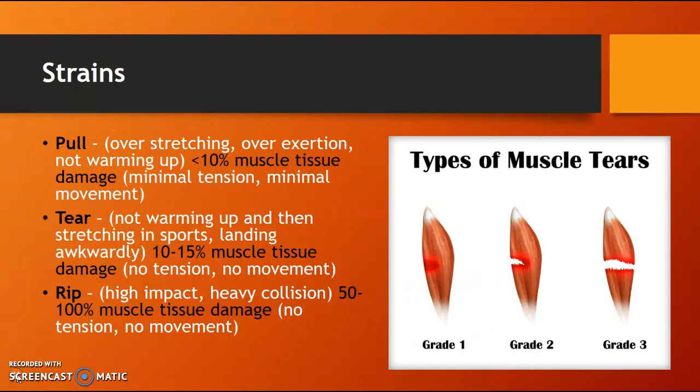Okay, and the second thing we're going to look at is strains. So again, like sprains, there are three types. The first one is a pull, which as you can see in the diagram here is like this. So this can be caused by overstretching or overexertion, or possibly not warming up properly. If someone suffers a strained muscle, then they have damaged either 10% or under muscle tissue. So there's minimal tension and minimal movement from this type of injury.